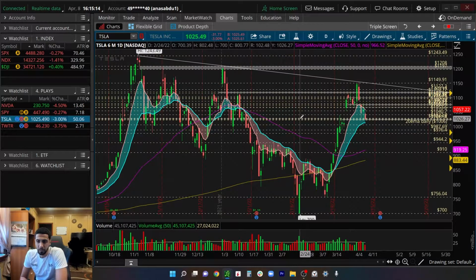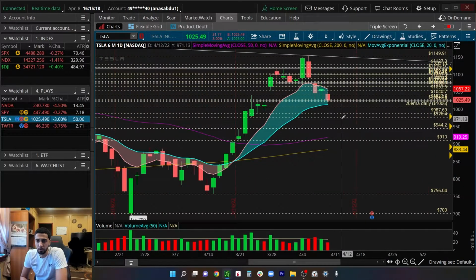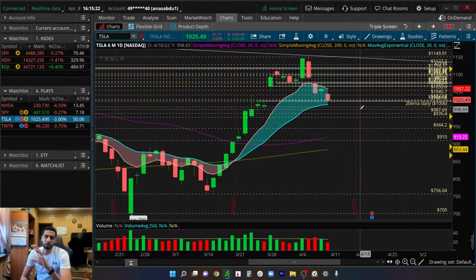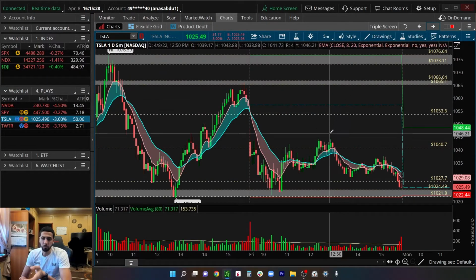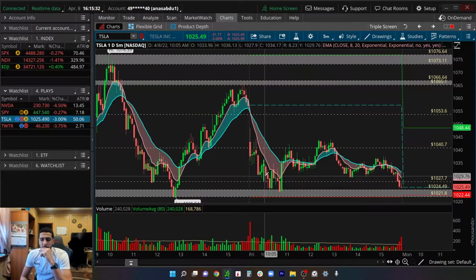Now, Tesla already has levels on it, and here they are. They might look like a lot on the daily, but I'm not using the daily to trade. I'm using the daily to draw levels. But when you go to the 5 minute, it looks much better.